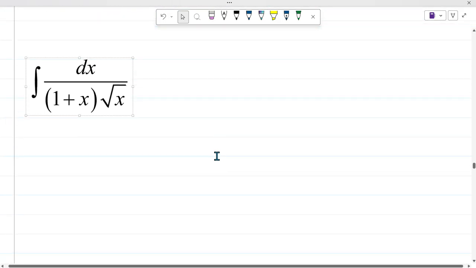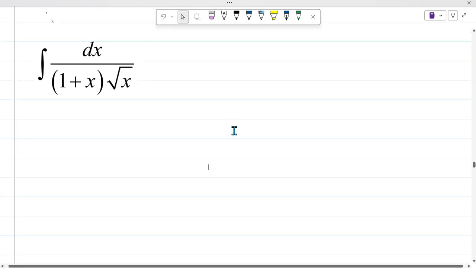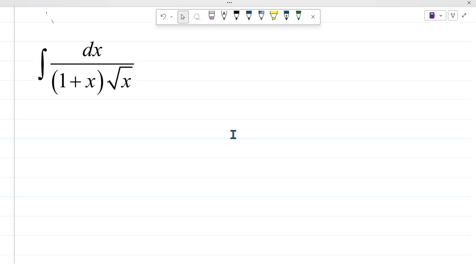So what do we have here? We have the integral of 1 dx divided by 1 plus x multiplied by that guy up there.